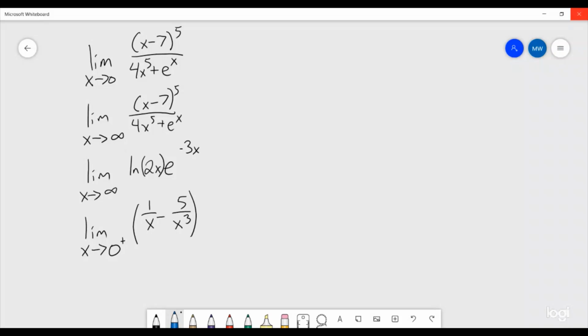Alright, so for this first one, what we're going to do is first see if L'Hopital's rule even applies. If we were to try and plug in 0, we'd get negative 7 to the 5th on the top, which is a finite number, which means that this is not going to be an indeterminate form. So we can actually just plug in 0 and see what we get. We get negative 7 to the 5th divided by, the bottom is 4 times 0 plus e to the 0, that's 1. So this is just negative 7 to the 5th. This first one we were able to evaluate directly.